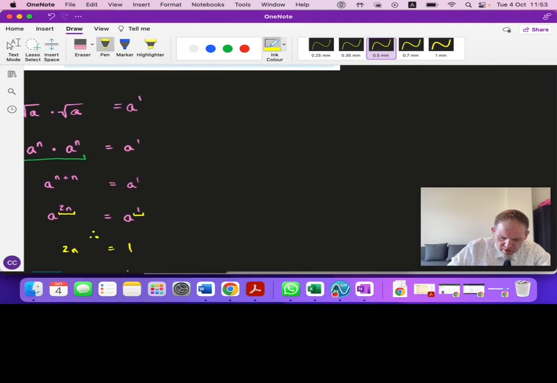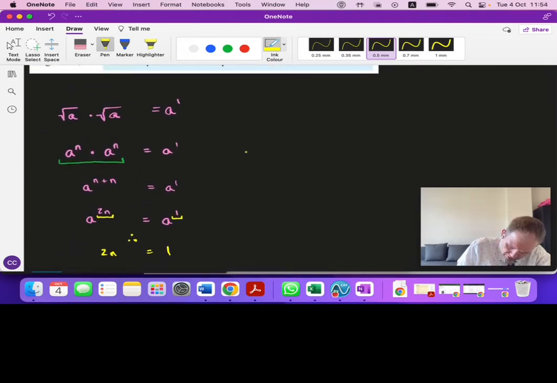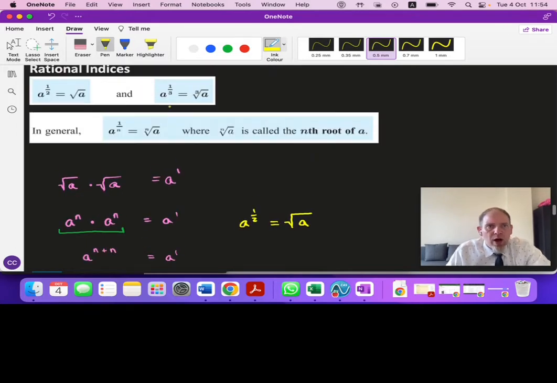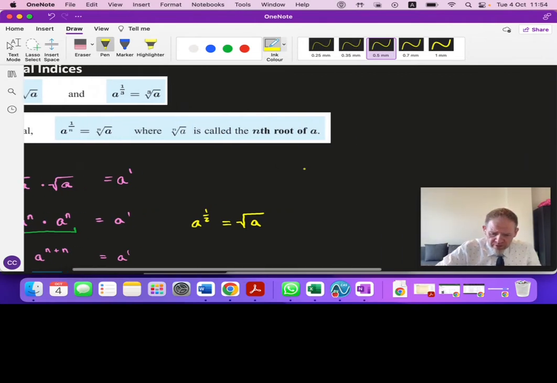Bringing that back to where we started, what this turns into is a to the 1/2 is the exact same thing as the square root of a. And that's why this rule exists. That's why that rule is there. And again, we could do that with other values. You could do that with a to the 1/3, because if we did the cube root of a times the cube root of a times the cube root of a, we would get a to the first, and then we would be able to do that same process to find that. That's awesome. That is a great thing that we can do. Now we can operate with rational indices.